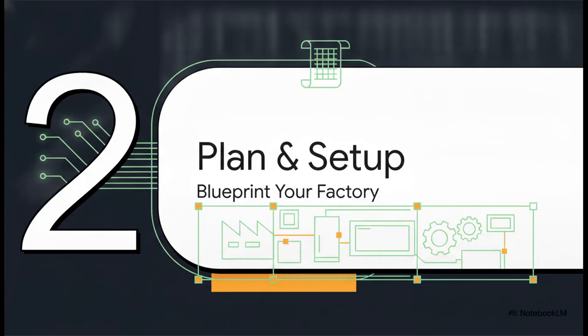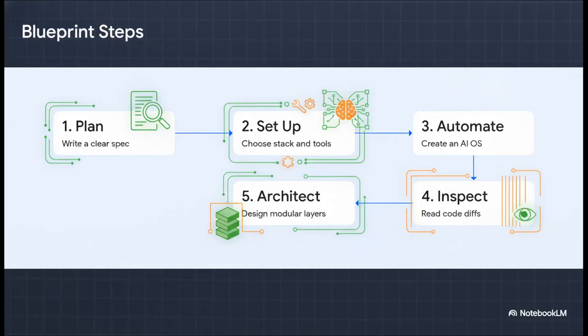Moving on to Section 2, Blueprint, Planning and Setup. These first 5 stages are all about building your AI's operating system. You start by planning out a really clear, testable spec and setting up your tools and tech stack. From there, you automate a unified control center for the AI agent, learn to inspect its code diffs so you can properly supervise it, and finally, architect modular layers. That way, the AI can build out new components safely without suddenly breaking your existing features.